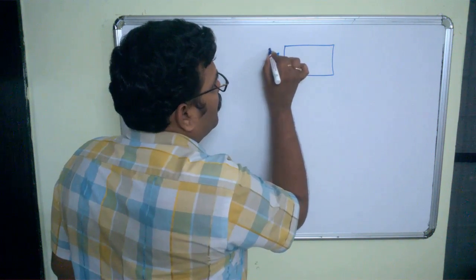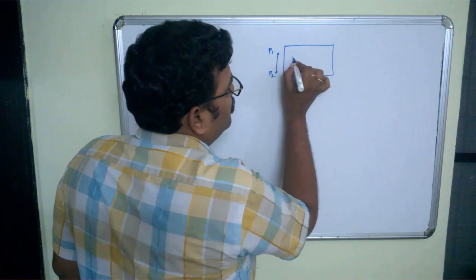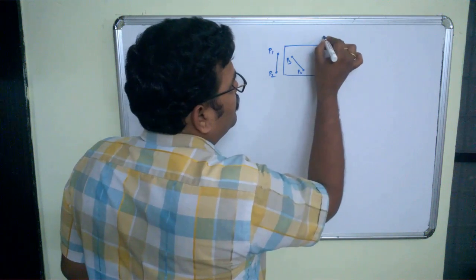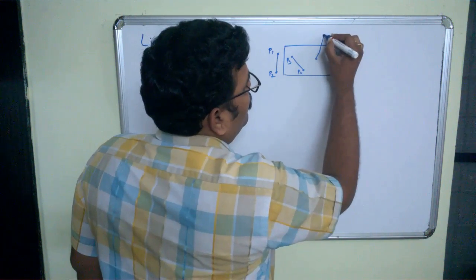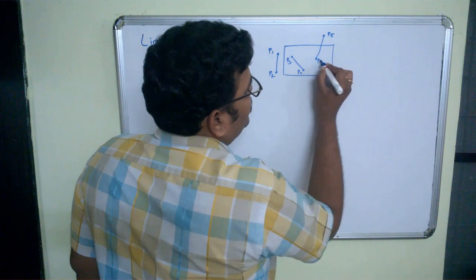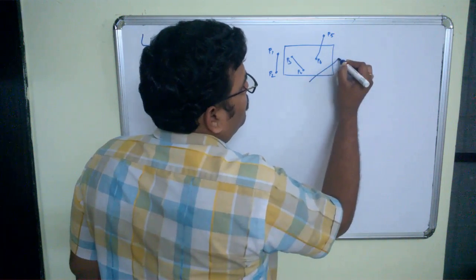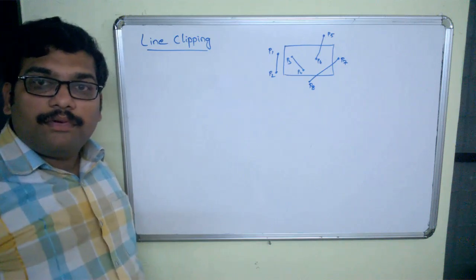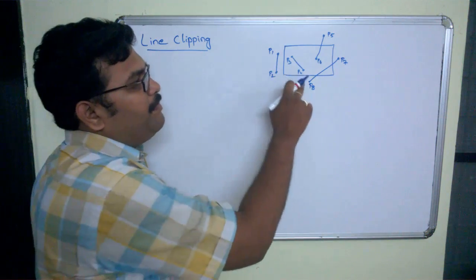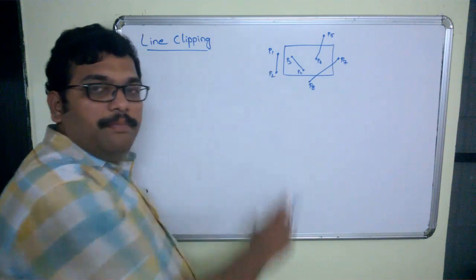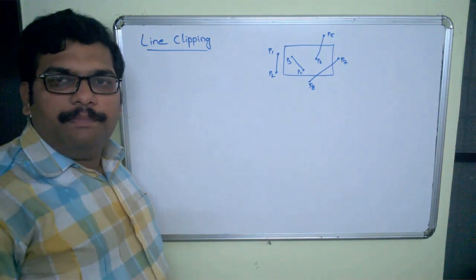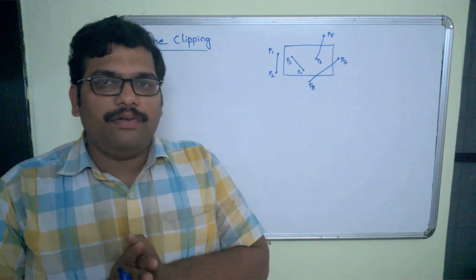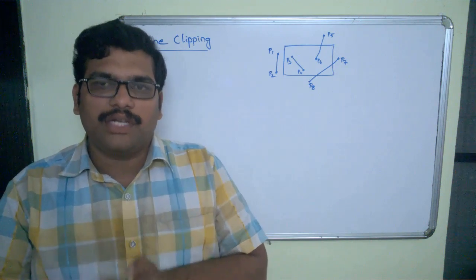Let this be P1 and P2, P3 and P4, P5 and P6, P7 and P8. So here there are 4 lines: P1 P2, P3 P4, P5 P6 and P7 P8. Now after clipping, we have to display whatever lines are inside the window, and we have to discard the lines which are outside the window.